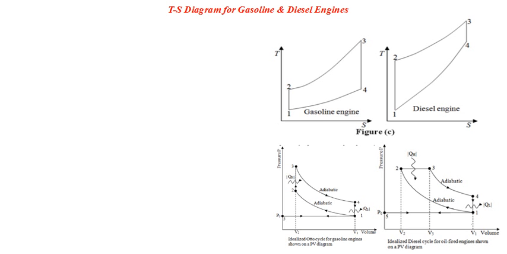So I have already drawn the TS diagram for the gasoline engine in figure C, the first figure. Just have a look at the diagram before we begin, and see that the labels I have used here, 1, 2, 3, 4, correspond to the same labeling that we are using in the PV diagram. That will help us in comparing the two easily. So just have a look at the PV diagram for the petrol engine that is given here.